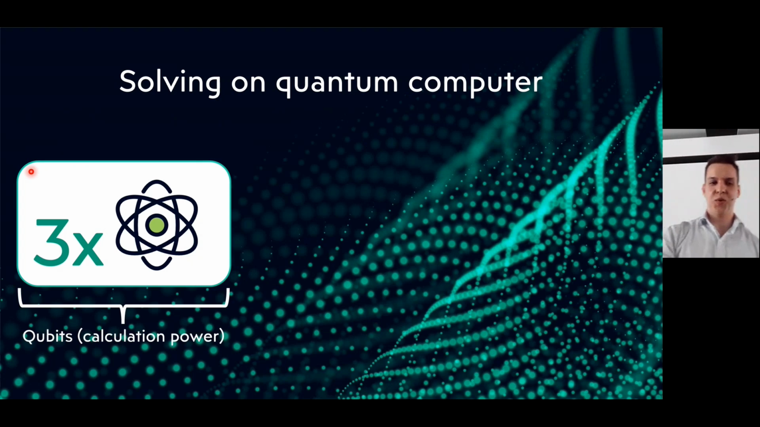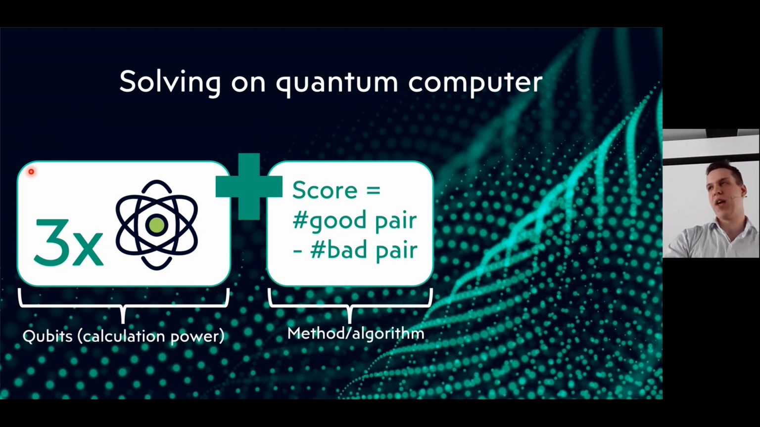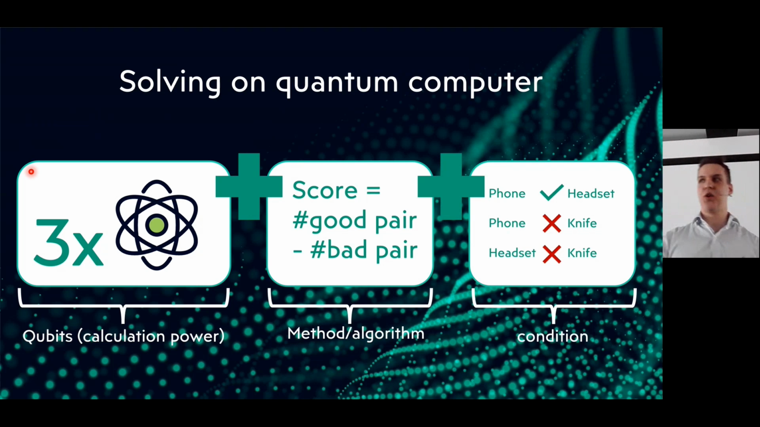So what we need, I gave us a hint, we need 3 qubits. This is called the calculation power. And we need the score, method, or algorithm. And we need a condition, what we want to achieve. This is how you would solve it. This is like how you would plan your project, to know what you need. Because you can't just go to the quantum computer and say, now I want to start, okay?